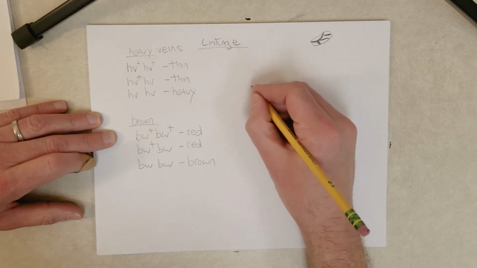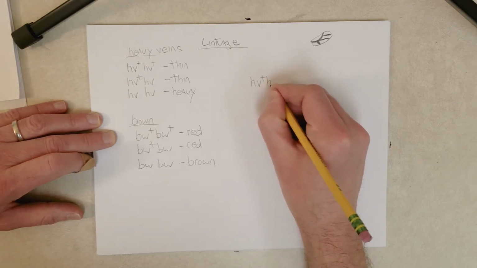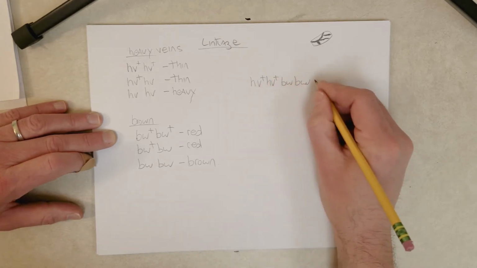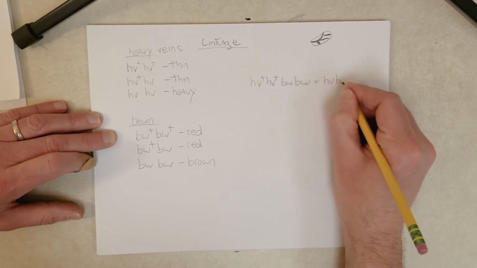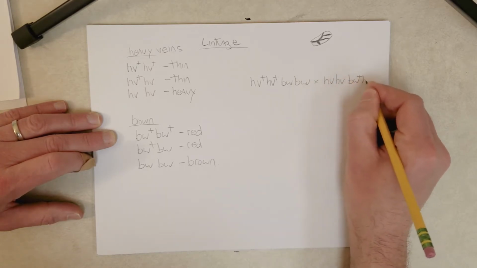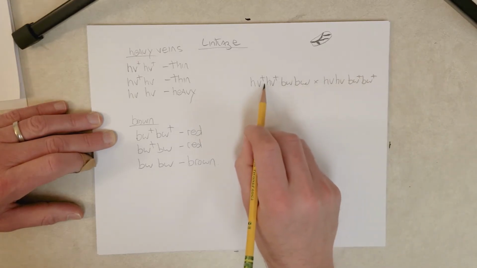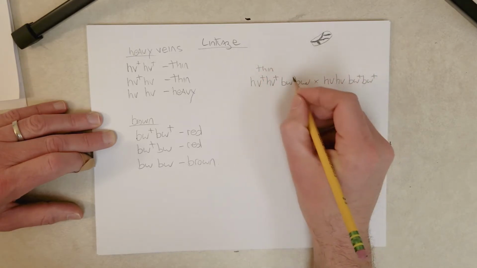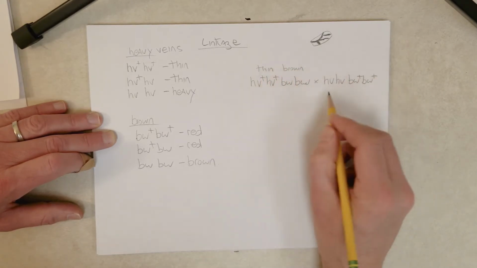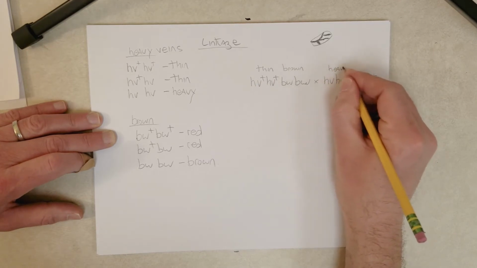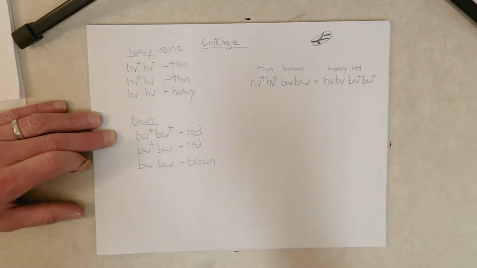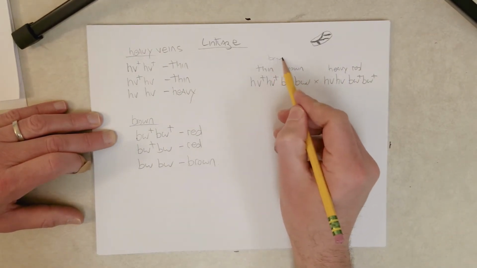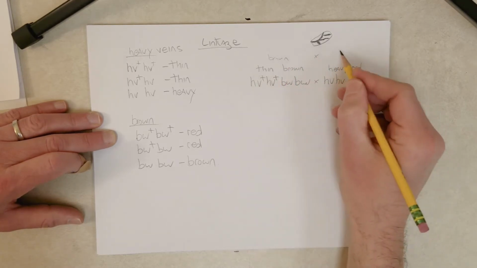And to get set up, let's just imagine a cross between these flies here. So wild type for heavy, mutant for brown. So we could call these flies thin and brown, and over here we could call these heavy and red. And sometimes, it's very often just to say the mutant phenotype. So you could call this brown flies crossed to heavy flies.